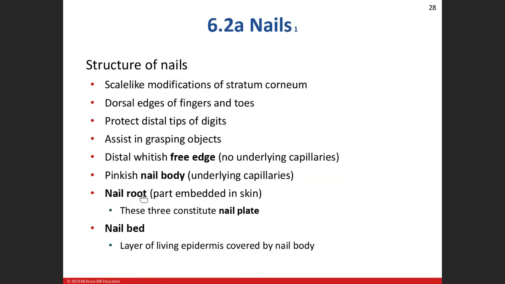Now, much like the hair, and we haven't done the hair yet. Well, we did in lab. We talked about the root versus the actual hair shaft. The shaft is the hair when it's above the skin surface. The root is below. Same thing here. The nail root is what we can't see. It's below our skin. And when we take all three, the free edge, the nail body, and the nail root, we have what's called the nail plate. The actual physical nail.